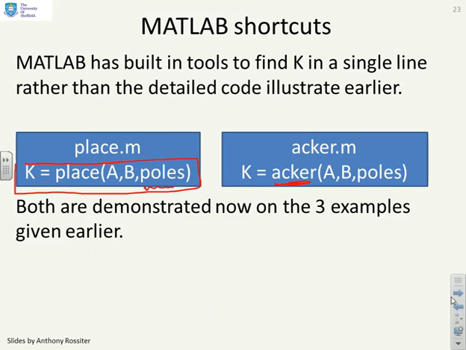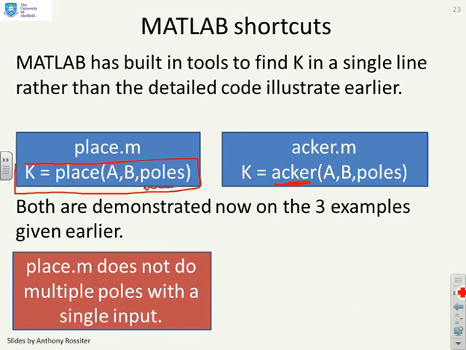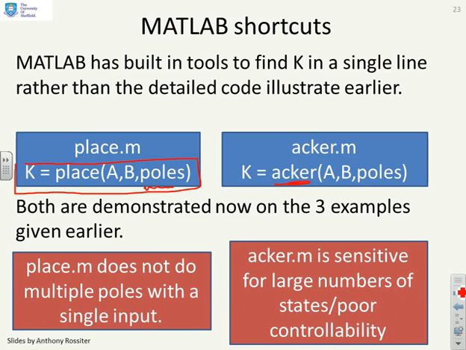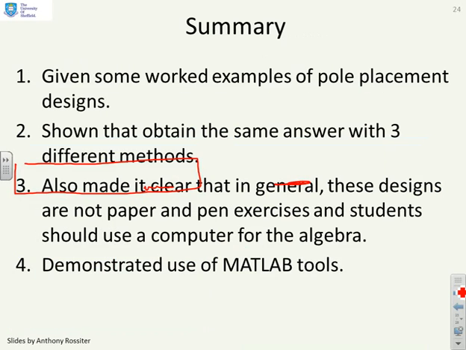There was a little remark that I had to give you, and here's the remark. The built-in command place.m in general will not allow you to do multiple poles with a single input, and in some of these examples I have put the target poles at the same place, and therefore place does not work for those cases. You need the poles to have distinct values. That's not a limitation for Ackermann, but you should remember that Ackermann is sensitive if you have large numbers of states or poor controllability.